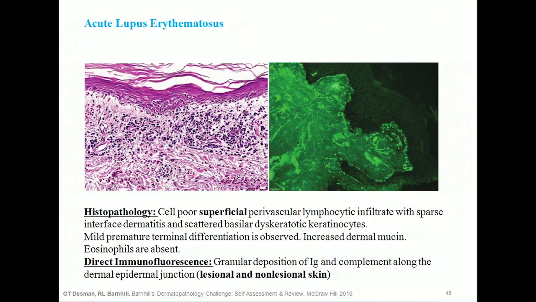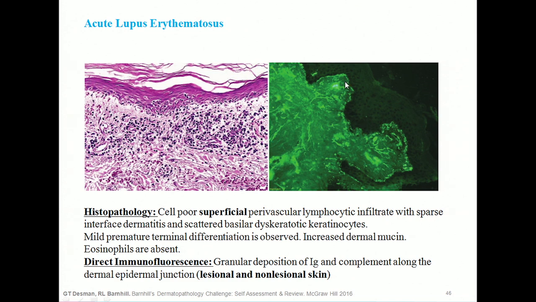Chilblain's lupus. And histopathologically, what you're going to see is a sparsely cellular interface dermatitis, but unlike erythema multiforme or the cytotoxic pattern, you are going to see some hypertrophic premature terminal differentiation, okay? So some hypergranulosis, thick, compact orthokeratosis. So sparsely cellular, superficial perivascular lymphocytic infiltrate with sparse interface, increased dermal mucin, and eosinophils are going to be absent.